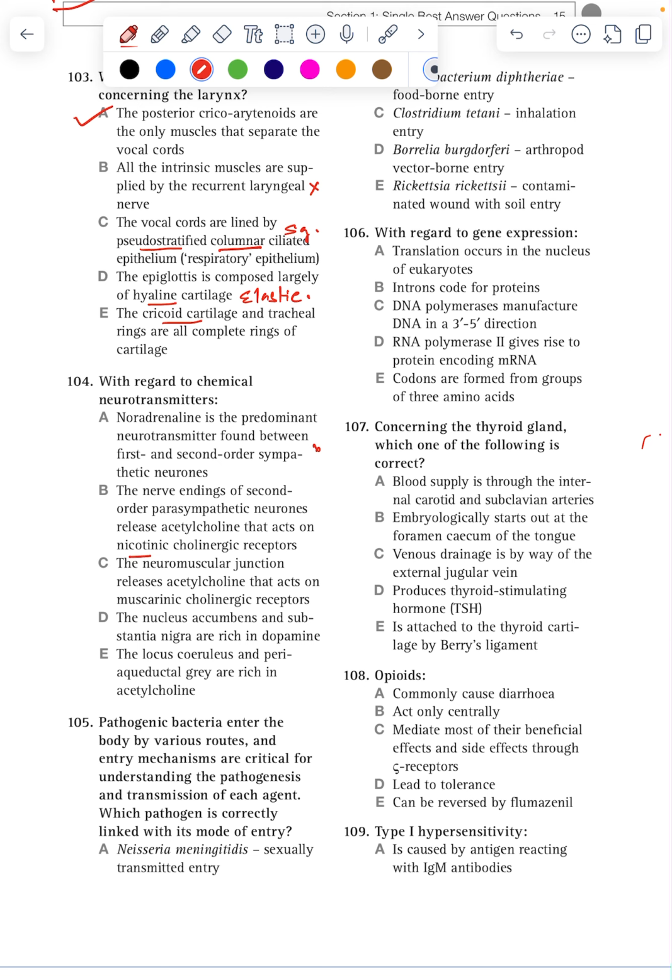Then here the answer is: the neuromuscular junction releases acetylcholine that acts on muscarinic receptors. So this is again wrong. Nucleus ambiguus and substantia nigra are rich in dopamine. Substantia nigra is rich in dopamine. This is right. The locus coeruleus, so what is there?